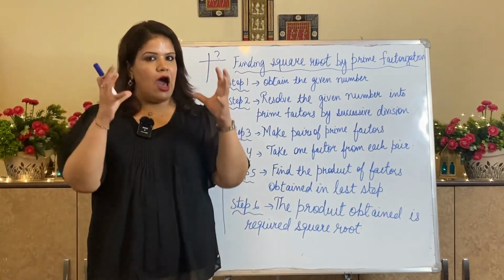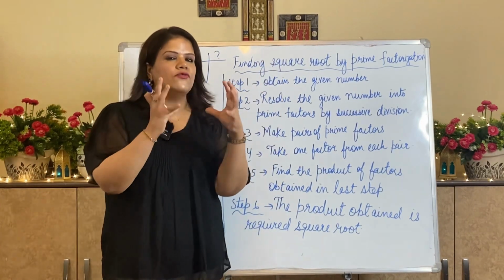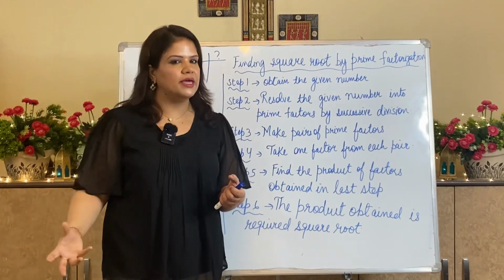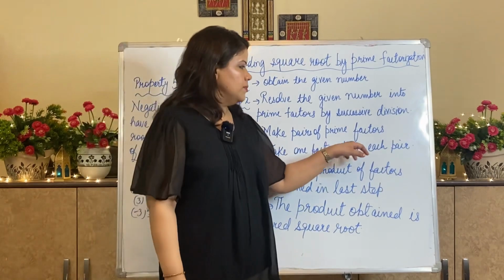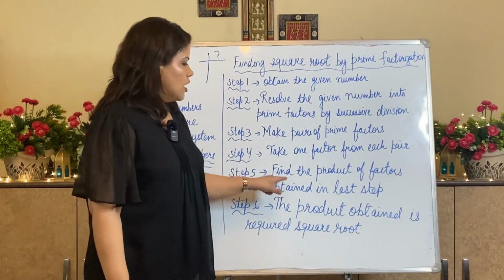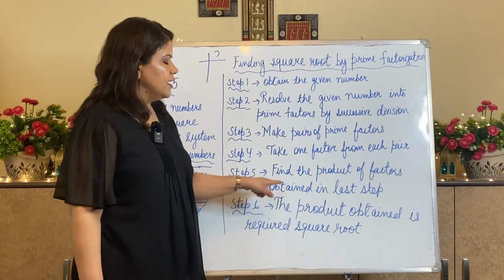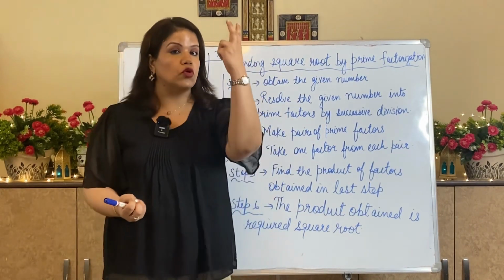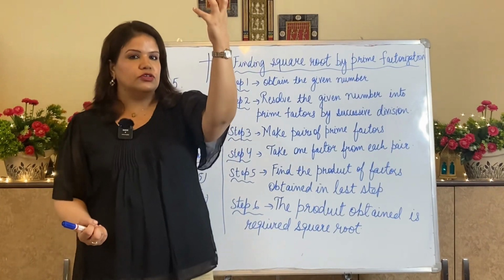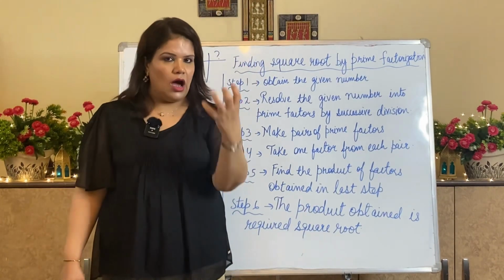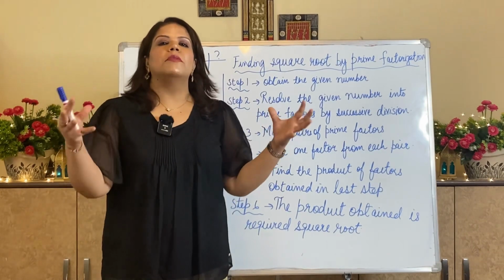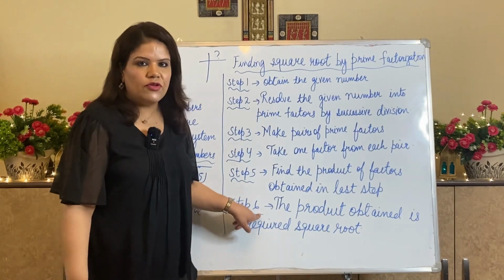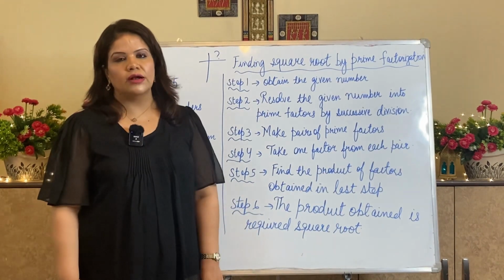Now since we have made pairs of equal factors, we can withdraw one factor from each pair. Take one factor from each pair. Find the product of the factors obtained in the last step. When we have taken out only one of those two equal numbers which were multiplying, one out of each pair, we will multiply them together. And after the multiplication, whatever product we obtain is the square root of that number.